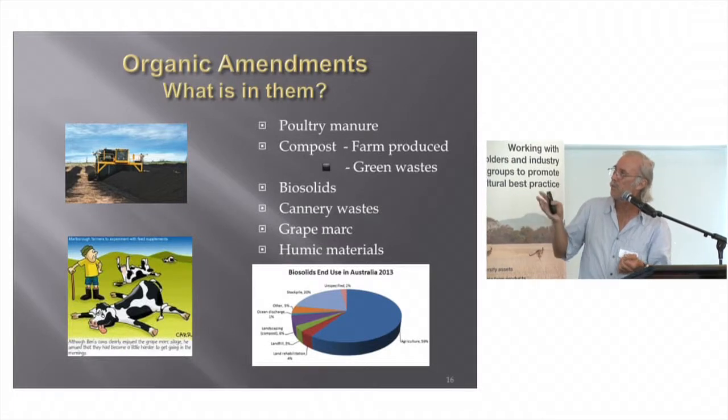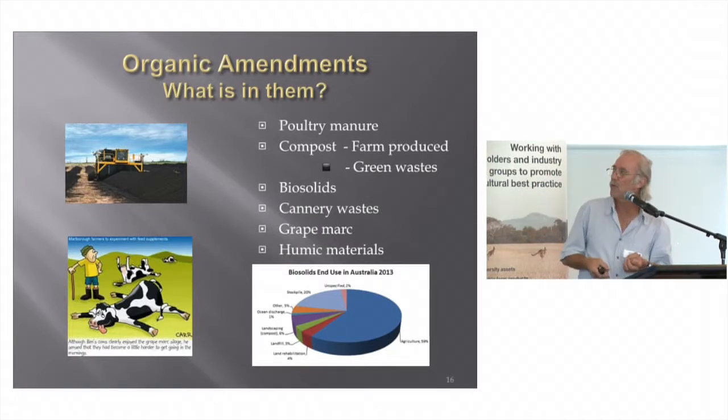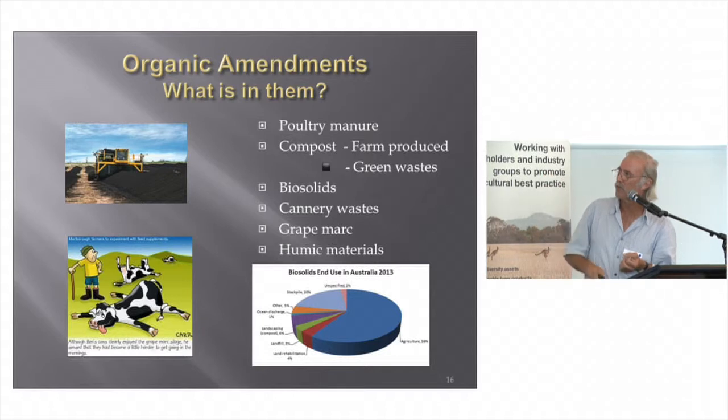Poultry manure, compost, whether it's farm produced or green waste, whether it's biosolids, cannery waste, grape marc, humic materials, very much an opportunistic thing. You might be up in the Golden Valley and there's all sorts of cannery waste and things like that, apple pulp and things like that, which are actually available that you might be able to use. But you, as the controller of your enterprise, need to understand: I want to know what's in that product. It's your right to know.